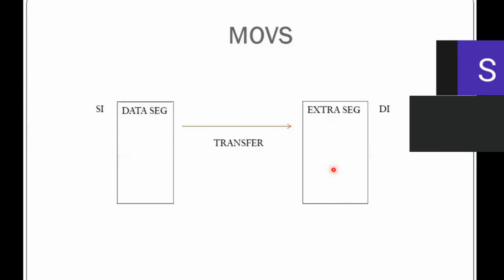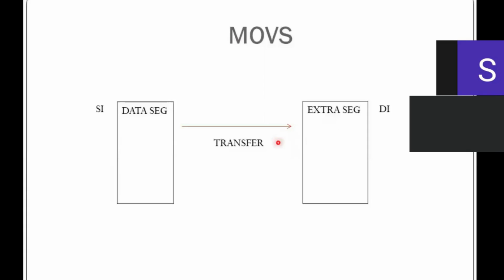Using a string instruction. So basically MOVS transfers data. How do you define MOVS? MOVS is a string instruction that transfers some amount of data from the data segment to the extra segment. In the data segment, we use SI, that means source index. In the extra segment, we use destination index. The purpose is simple.